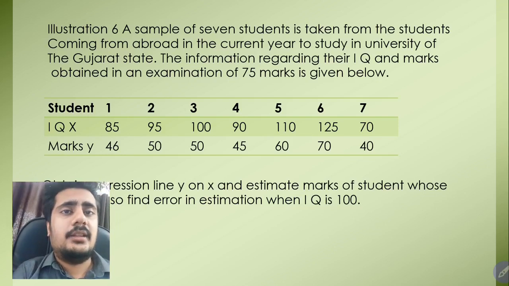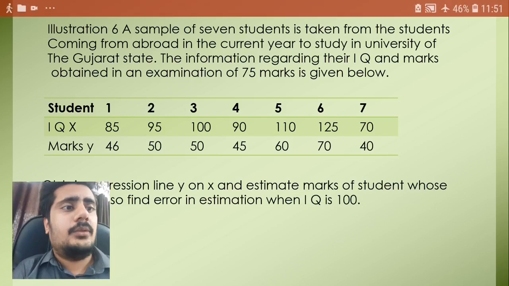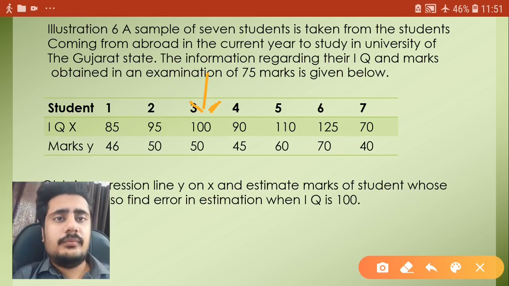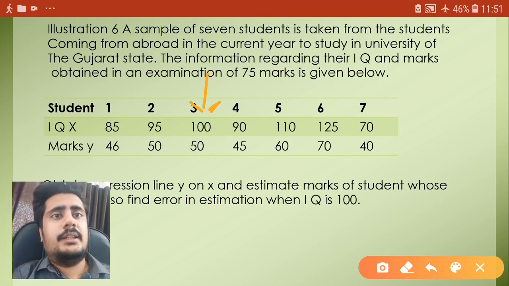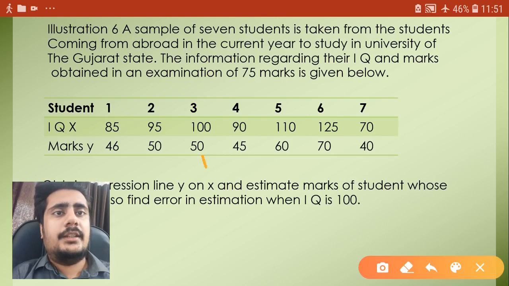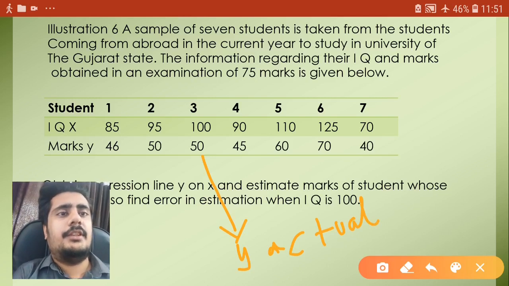So just check in the question, is IQ 100 given? Yes or no? Yes, IQ 100 is given. Now if IQ is 100, then what is y? So y is 50. What will this 50 be named as? This 50 will be named as actual. We will name it as actual.